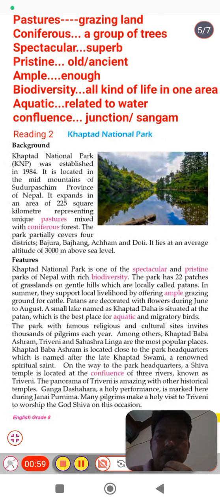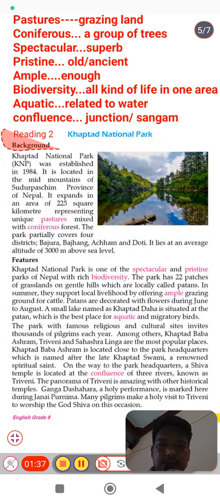First one is pastures. It's a grazing land, a grazing area for the cattle. And coniferous is a group of trees. Spectacular means superb, amazing. Pristine is old and ancient. Ample means enough. Biodiversity is all kinds of life in one area. Aquatic is related to the water, and confluence is the junction, the sangam. So these are some words, students. Now let's move to the text, reading 2.